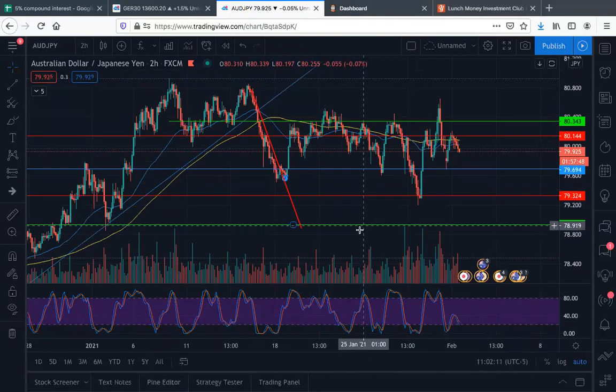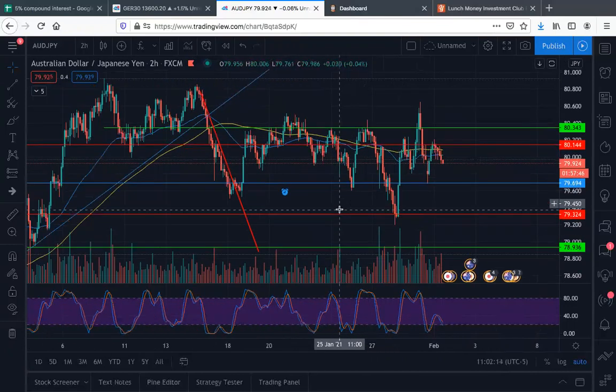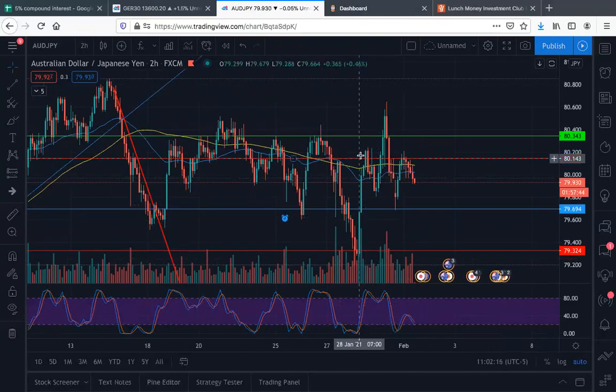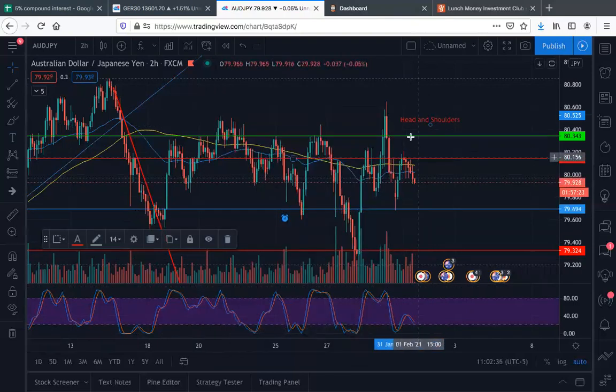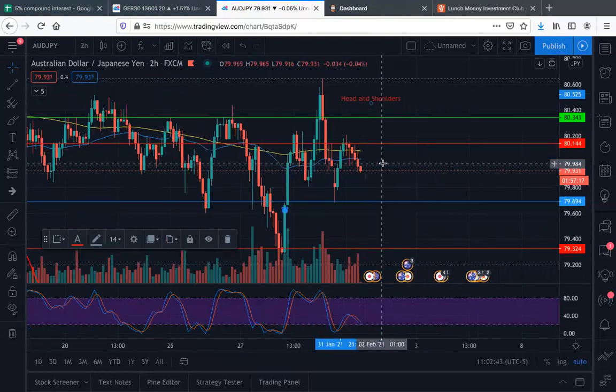So again, we're looking for head and shoulders, and as we can see, it appears that right here we have a head and shoulders. We got our left shoulder here. We got our head. We got our right shoulder. All right, let's see if I can actually add this. Let's put head and shoulders. We got our left shoulder, we got our head, we got our right shoulder.